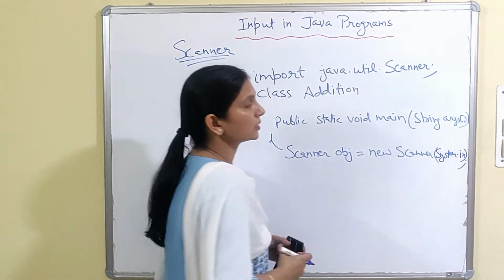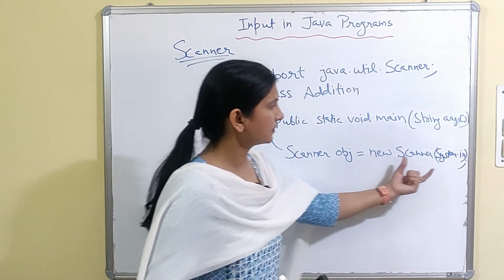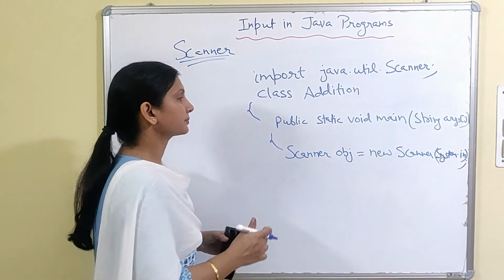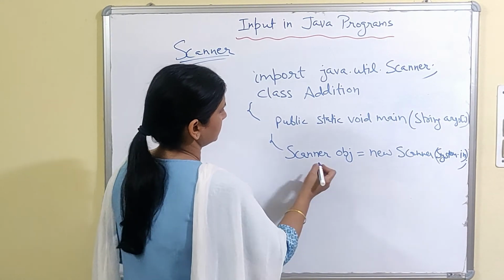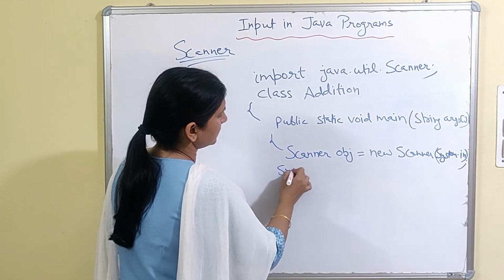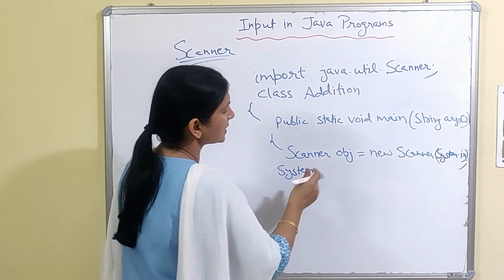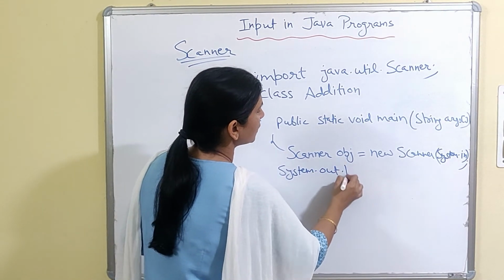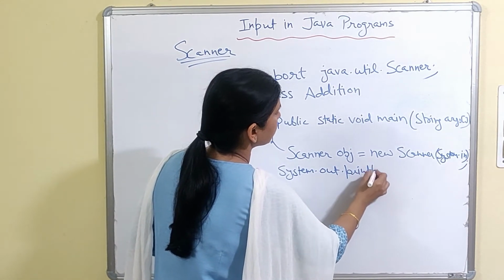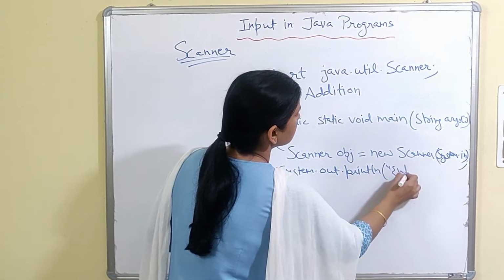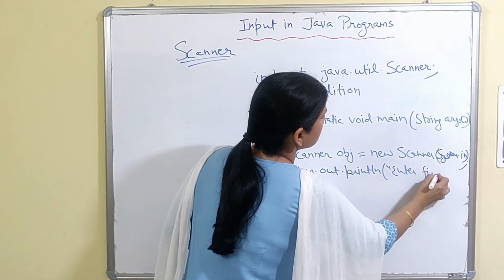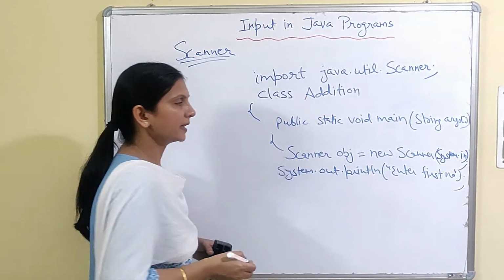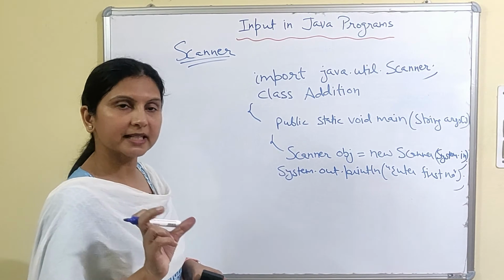System.in. So this you need to remember. Fine. This will be the same every time. Now we will enter the first number. So first we will display the message, System.out.print or println, enter first number. Fine. So the message will be displayed.